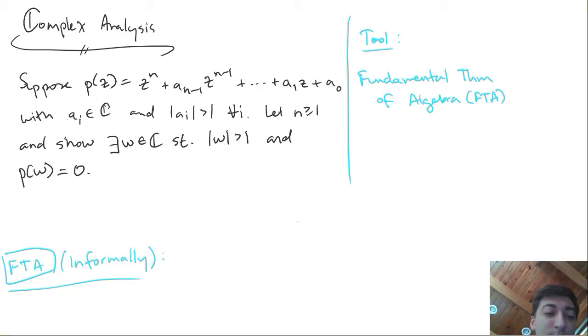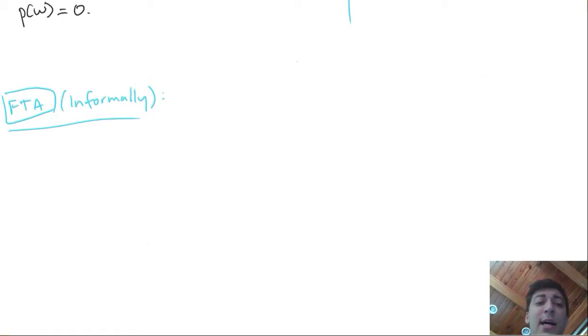And what we're asked to show down here is that there exists some w in C, some complex number, such that it has modulus greater than 1, and it's a zero of our polynomial. So in other words, we have a zero of our polynomial that lies outside the unit disk. And so I claim that the tool we're going to be using today is a variant of the fundamental theorem of algebra, and you've probably seen this before. It's basically proved in almost every math class I've ever taken. And there are many different ways to prove it, but I'll just state it informally to remind you what it means.